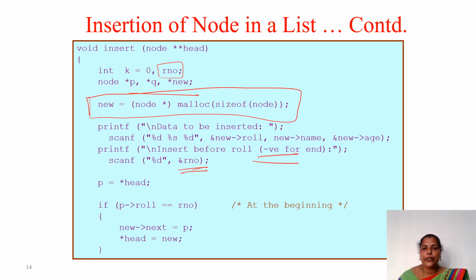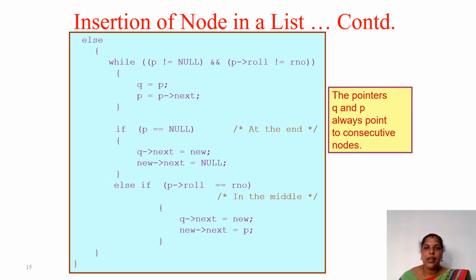And if P points to roll equal to the roll number at the beginning, if you are going to insert, then we are assigning this P to new point to next. Because what is this P? It is a head pointer. And this head pointer we are pointing to, we are assigning this P to new point to next. Then we are assigning new to this star head. So now we inserted at the beginning of the list. The new node is inserted at the beginning of the list.